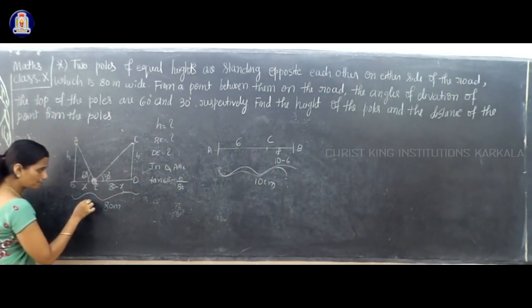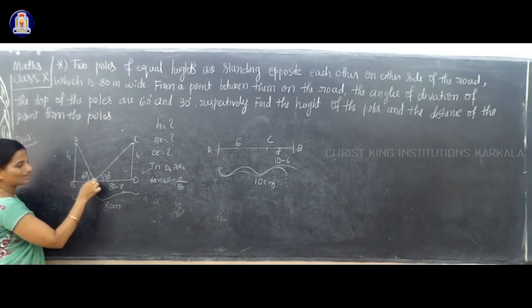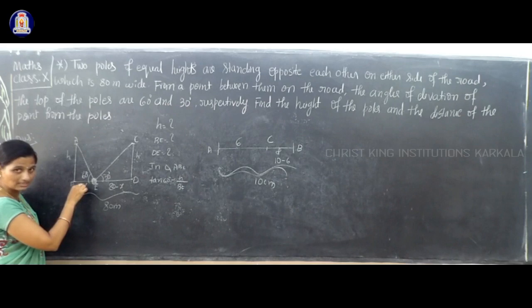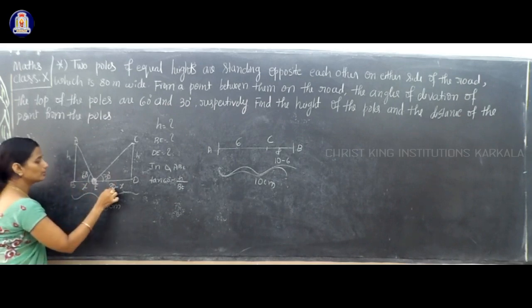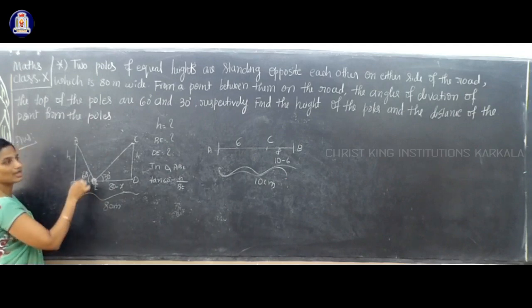Same concept applied here. I don't know what is the distance here. BE, take it as generally as X. So now can you find out this? What is the remaining part? H. How it is 80 minus X.